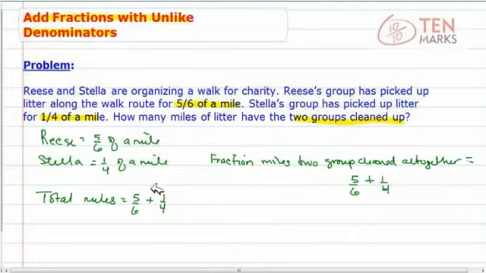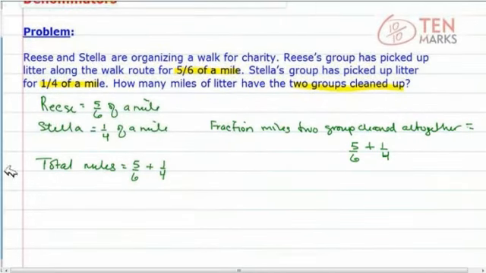All right. Now if we look at 5/6 and 1/4, they have unlike denominators. So to add them first, we need to rename them as fractions with a common denominator. So our first step in solving this problem is we need to rename using the least common denominator. Okay? So the least common denominator is the least common multiple of the denominators.